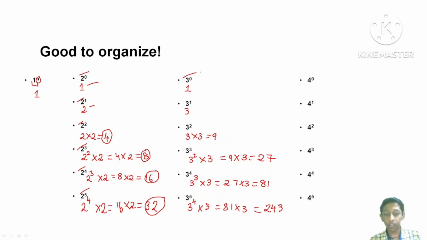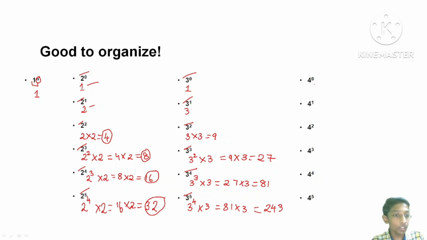3 raised to the power of 0: any number raised to the power of 0 is 1. 3 raised to the power of 1 is 3 itself. 3 raised to the power of 2 is 9. 3 raised to the power of 3 is 27. 3 raised to the power of 4 is 81. 3 raised to the power of 5 is 243.